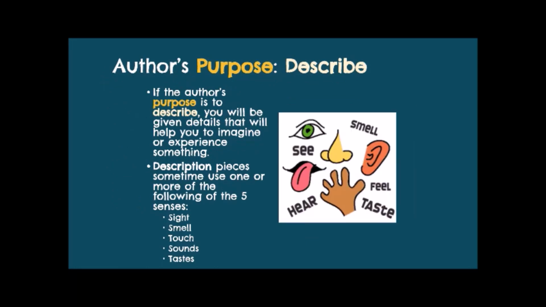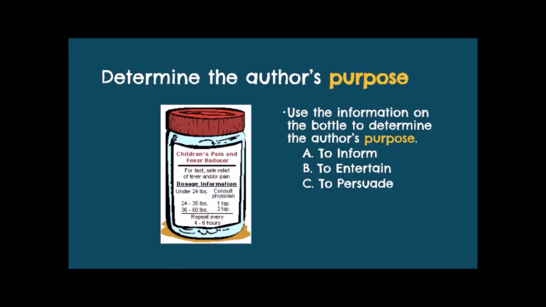The final type of author's purpose we're going to look at is describe. And if the author's purpose is to describe, you will be given details that are going to help you imagine or experience something. And description pieces oftentimes use one or more of your five senses. So there may be details that are going to solicit the use of your sight, your smell, taste, sound, etc. So now that we know all five types of author's purpose, let's give this a try and see if you can figure out the answers.